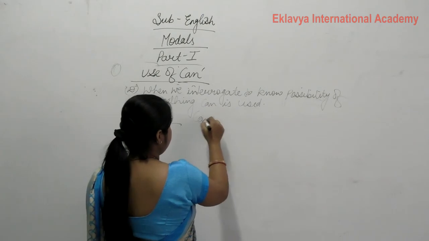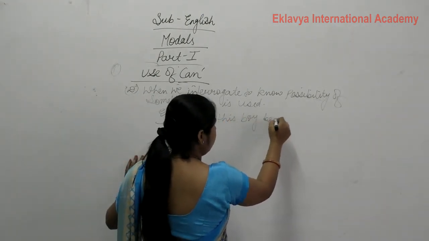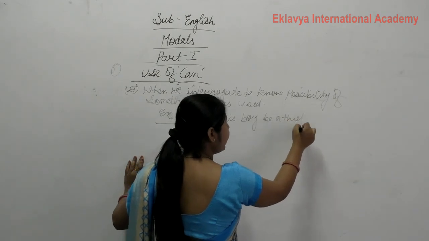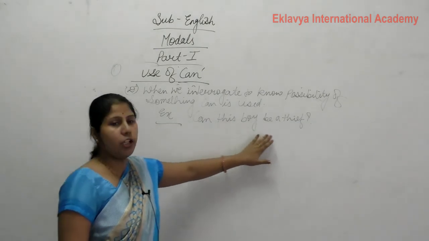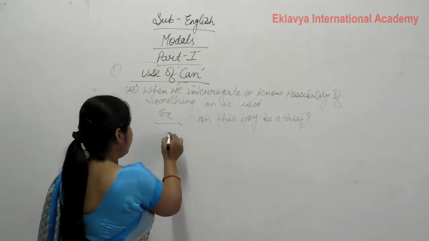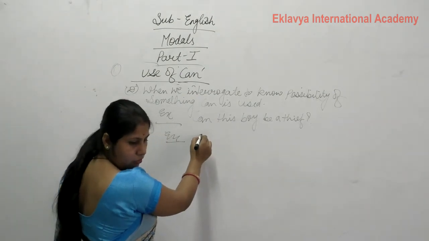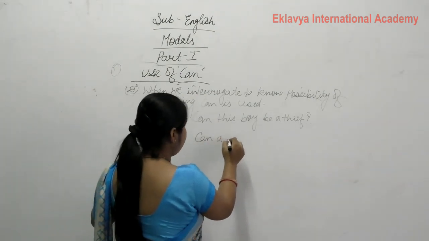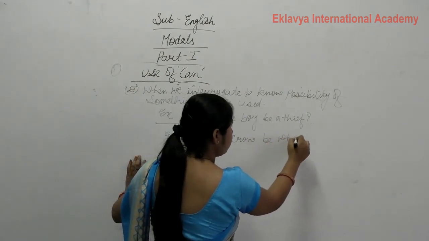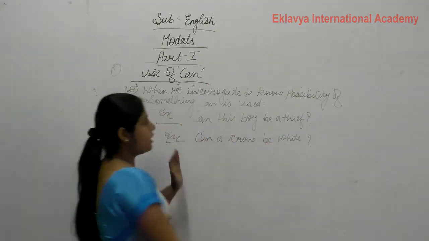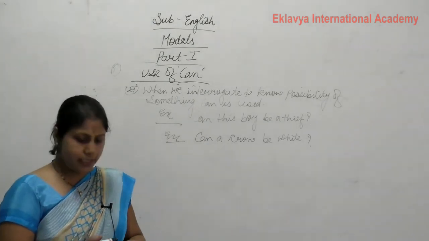Can this boy be a thief? We are interrogating, we are questioning him. Okay, interrogate. Can this boy be a thief? Next. Can a crow be white? Can a crow be white? Clear? So this is interrogation. Clear? So here our use of can is completed.